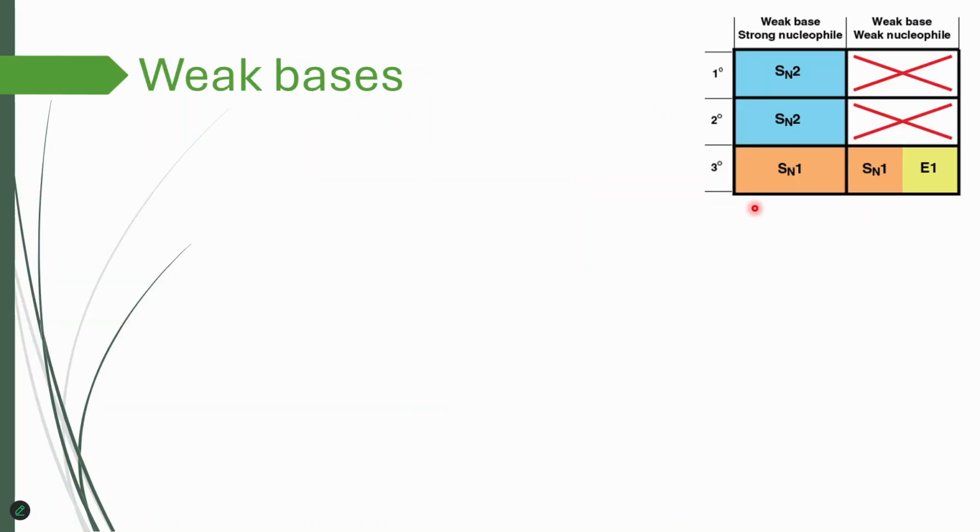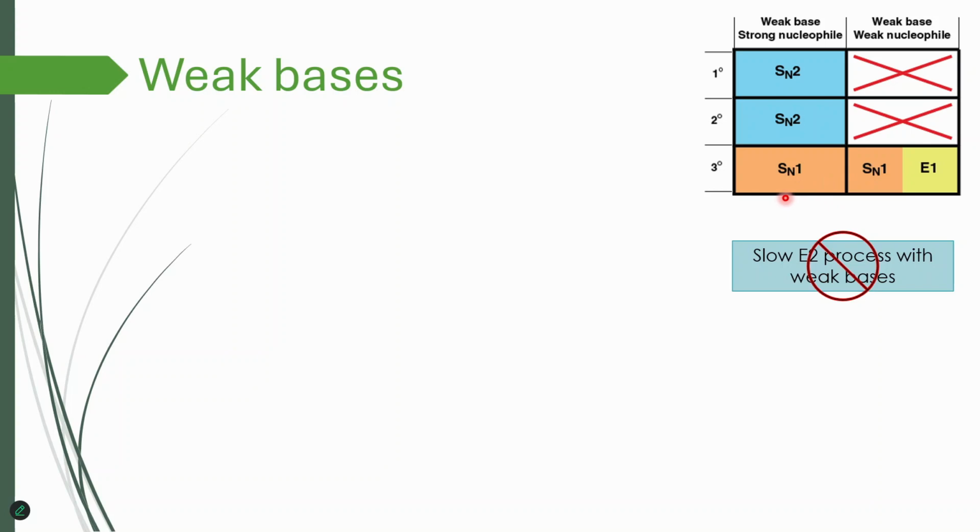Next, we are focusing on the right hand side of this table, and here both of them are weak bases. Because you have weak bases, you will have a slow E2 process, almost no E2 process, right? Because it's going to be extremely slow with weak bases. And because they are also weak nucleophiles, you don't expect SN2 a lot. So this is basically a zone for unimolecular reactions, SN1 and E1.